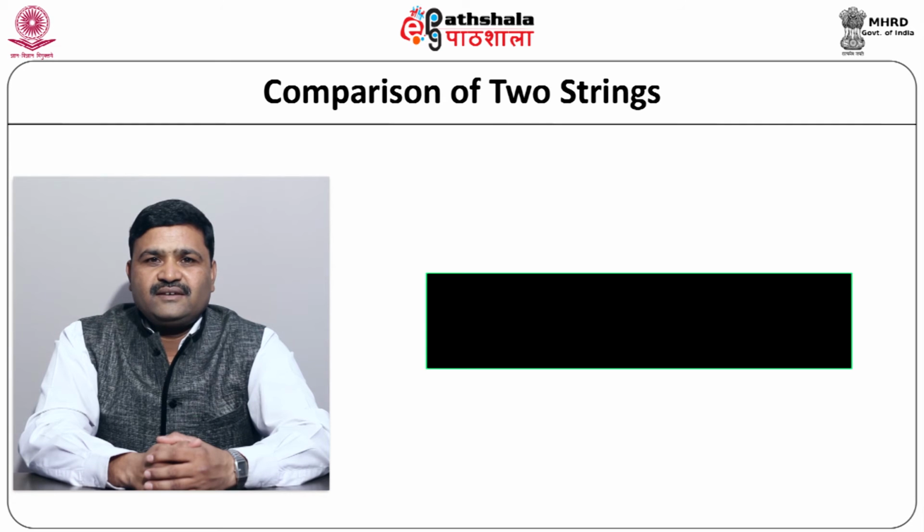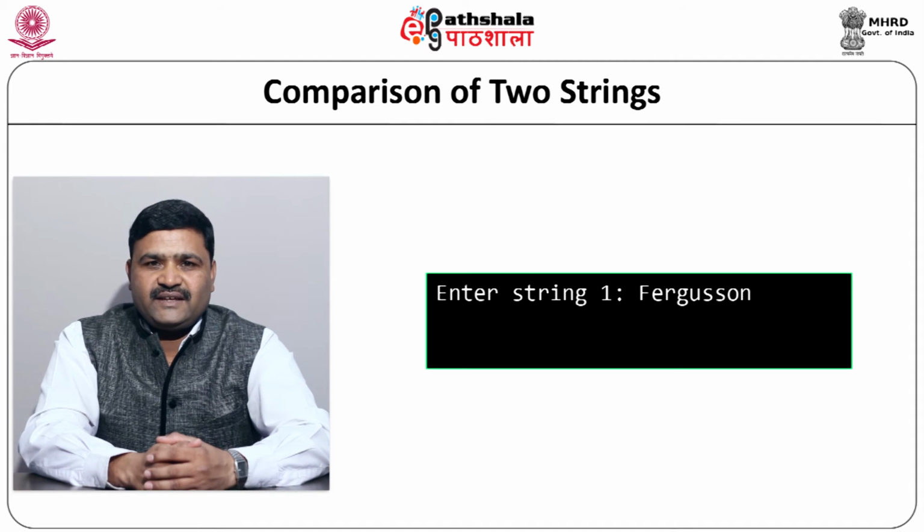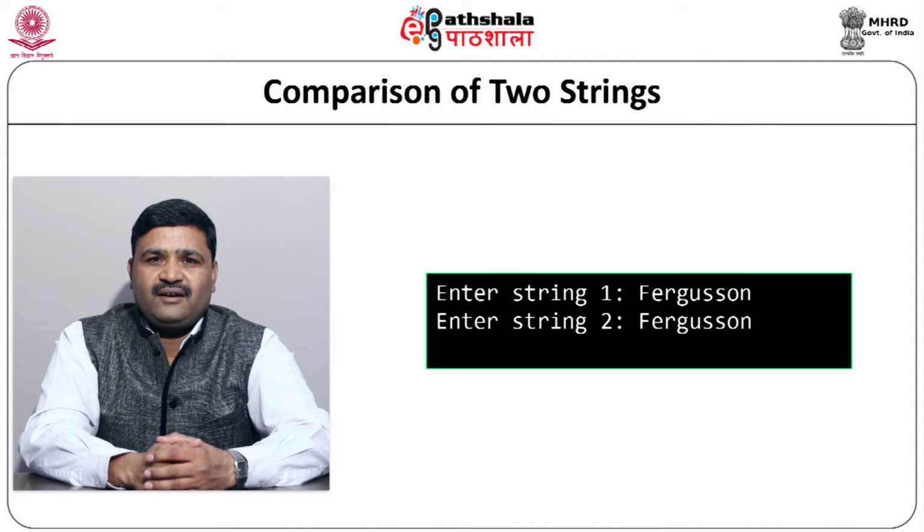Now let us enter some strings through the terminal. String 1 we are entering as Ferguson. Similarly, we will enter the second string as Ferguson. Now the characters from string 1 and string 2 are equal because we are inputting the same text for both. Therefore, in this program your result will be 0, or you can say strings are equal, and that is displayed on the screen of the computer.